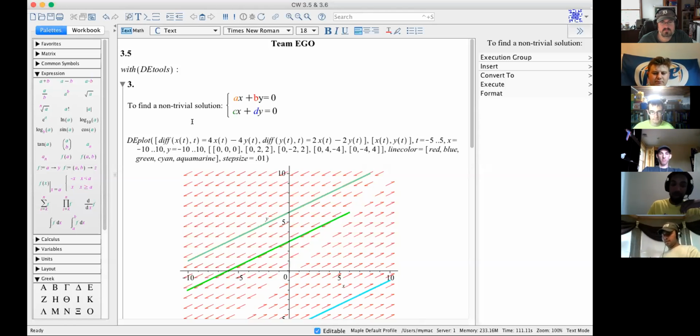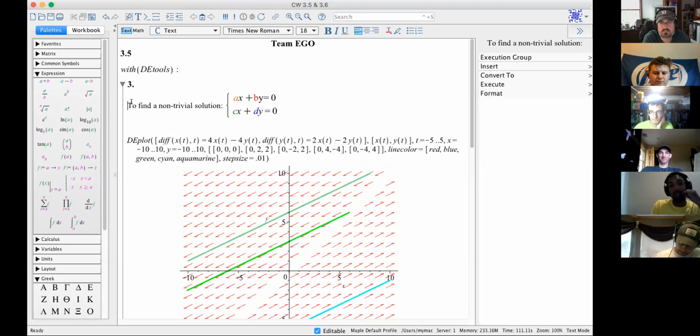Well, question number 3 was asking, what was it asking? I don't even remember. The origin of the phase plane is always the only equilibrium point for any system of linear differential equations, true or false? And I said false. 0 is always the trivial equilibrium solution for linear differential equations.